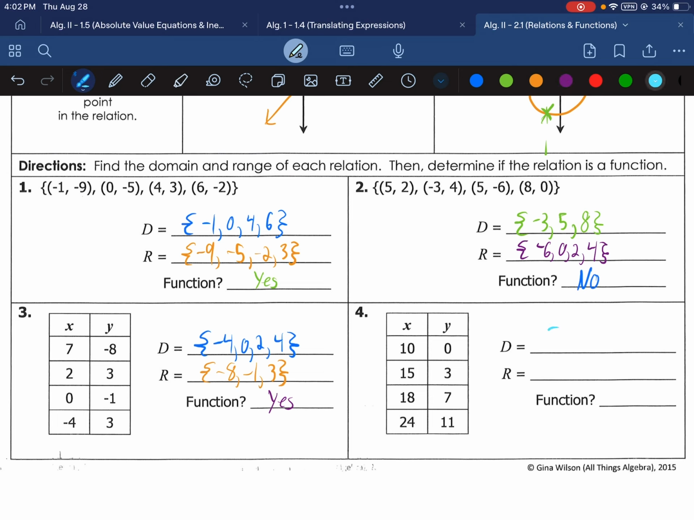On this next one here, domain would be from least to greatest 10, 15, 18, 24. And the y's from least to greatest, the range would be 0, 3, 7, and 11. And as no x's repeat, this is in fact a function.